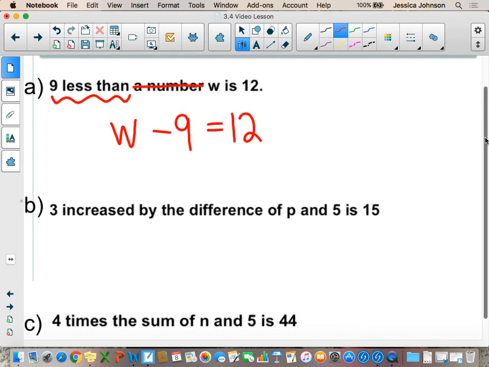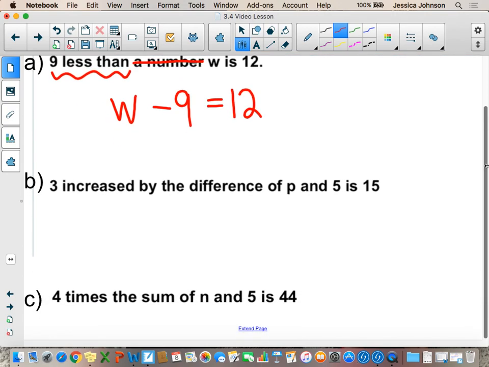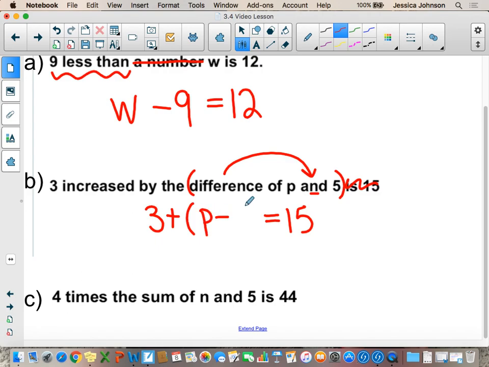Here's another example. 3 increased by the difference of P and 5 is 15. So again, I can eliminate some words. I know is 15 means equals 15. 3 increased by, so the number 3 is being increased by something. It's being increased by the difference of P and 5. Remember, difference means answer to our subtraction. So I'm thinking I need to do that first. Difference means to subtract. So I put the subtraction sign where the word and is. P minus 5. I need to tell the reader, do P minus 5 first.